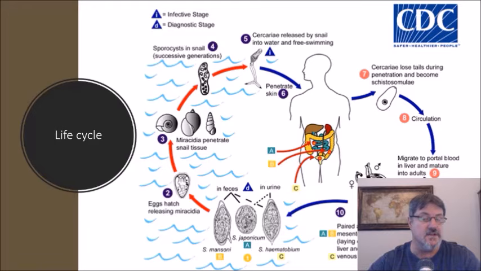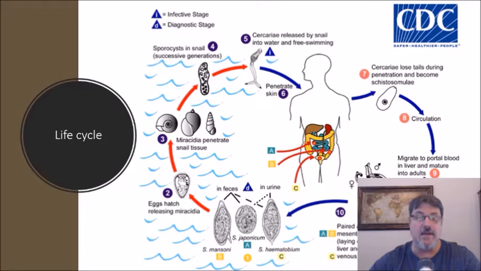Then it goes through successive generations within the snail. Then the cercariae, in the case of the schistosomes, have this forked tail, and they come out and start swimming around looking for a host. There's a person in the water, wading in the water, doing whatever in the water. It penetrates the skin. When it penetrates the skin, it loses its tail, and it gets into the circulation, where it finds its way into the portal blood of the liver and matures into adults.